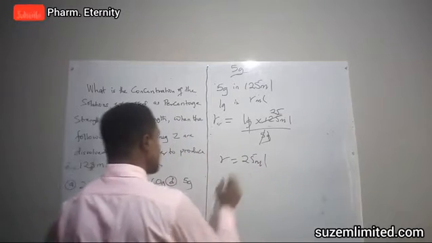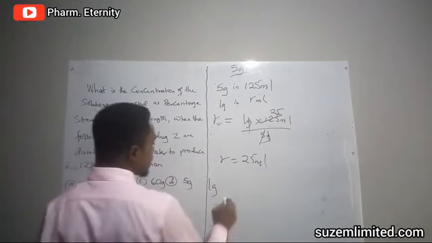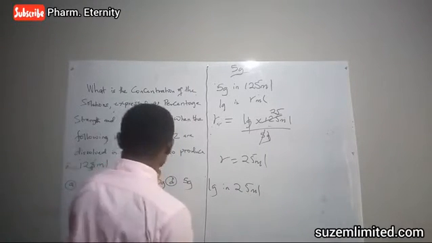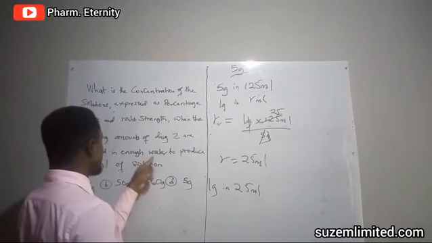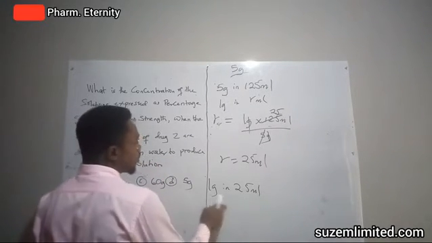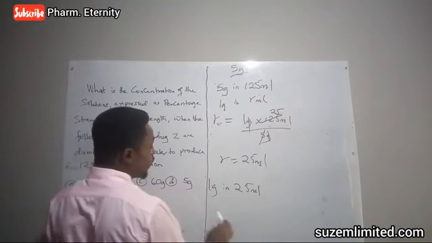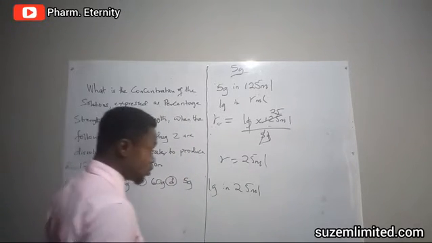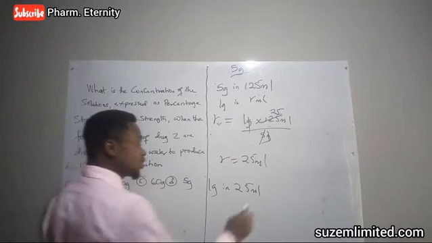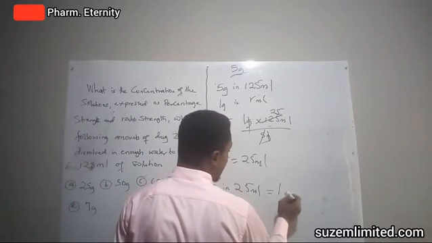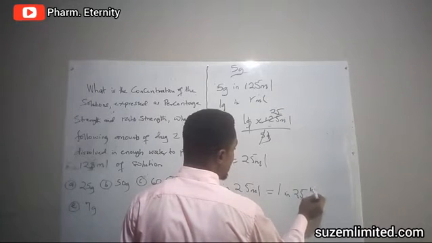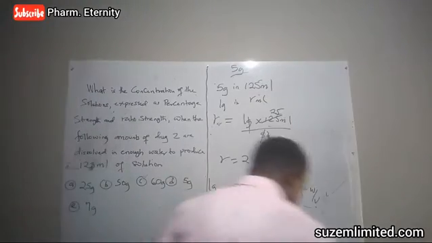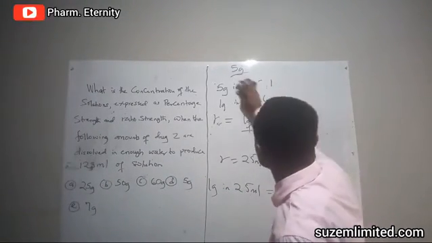What it means is that 1 gram of drug Z will be dissolved in enough quantity of water to make up 25 ml of the entire solution. What it then implies is that the ratio strength is 1 in 25 weight per volume. This is the ratio strength for 5 grams. So let's go over to 7 grams.